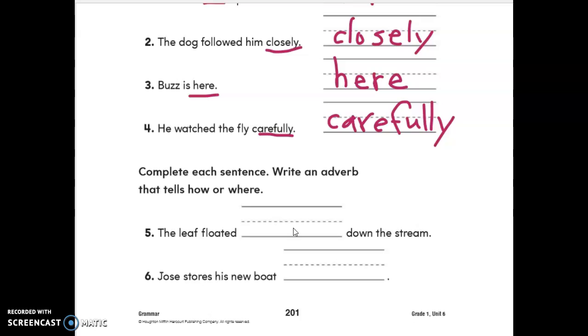And number 5 and 6, complete each sentence. Write an adverb that tells how or where. So we get to come up with our own adverb. How fun. Number 5, the leaf floated blank down the stream. What adverb could we put there? Can you think of a word that could make sense in that blank?